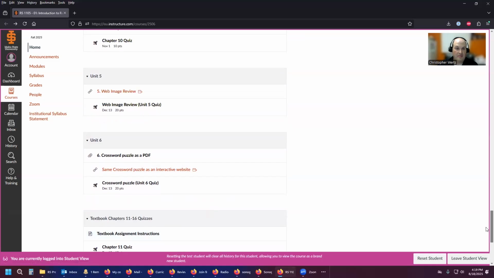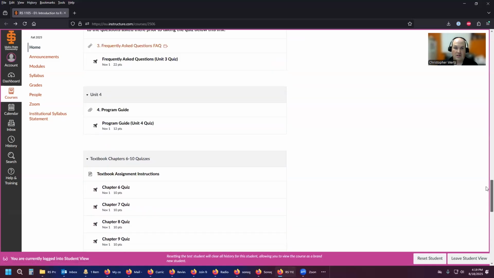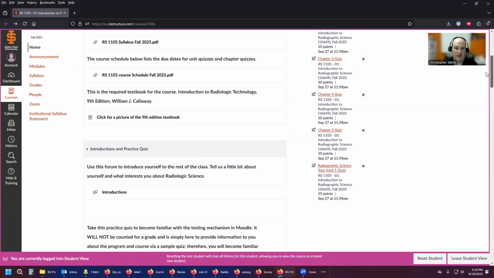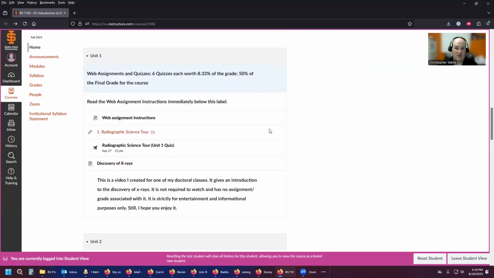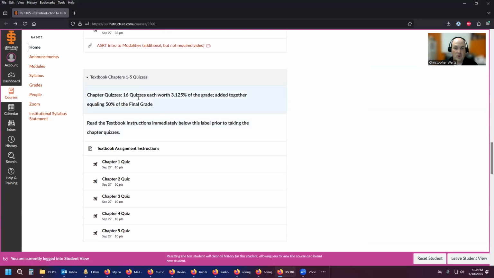The grading weights are listed in the syllabus, and also listed at the beginning of the quizzes here. The web assignments are the unit quizzes. Each is worth 8.33% of your grade, so all 6 of them added together is 50% of your grade. For the textbook quizzes, there are 16 quizzes, each worth 3.125% of the overall grade, equaling 50% of the grade. So 50% of your overall grade is unit quizzes, 50% is textbook quizzes. And that's it. There's nothing else to this course.